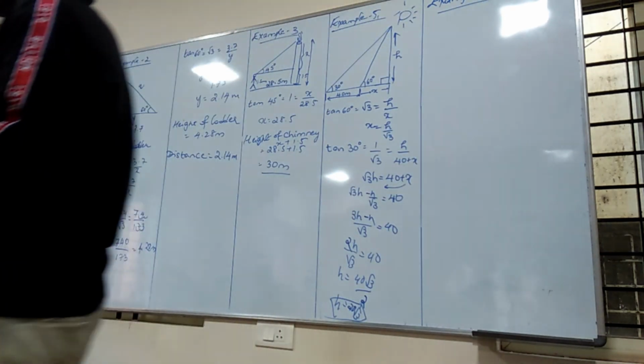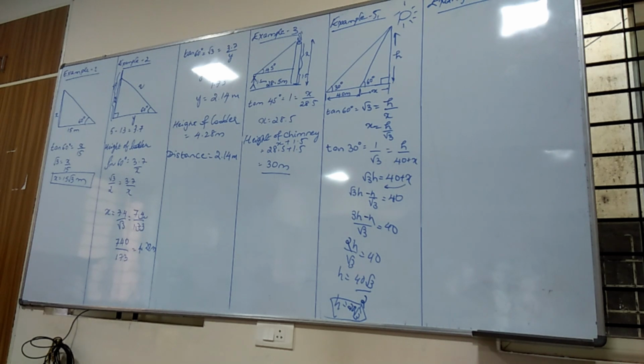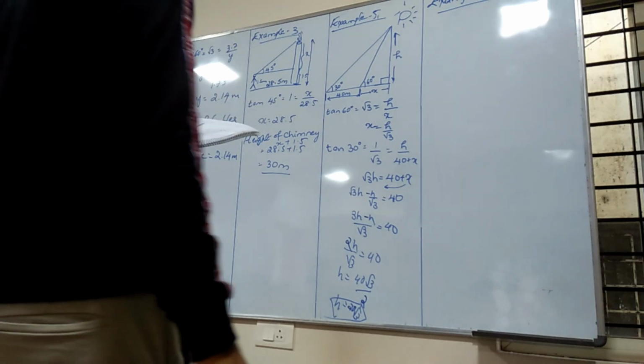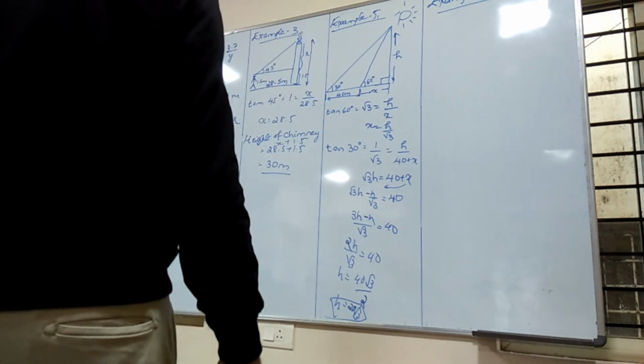Okay. From a point on the ground, the angle of elevation of the top of a 10 meter tall building is 30 degree. A flag is hoisted at the top of the building, and the angle of elevation of the top of the flag staff from P is 45 degree. Find the length of the flag staff and the distance of the building from point P.